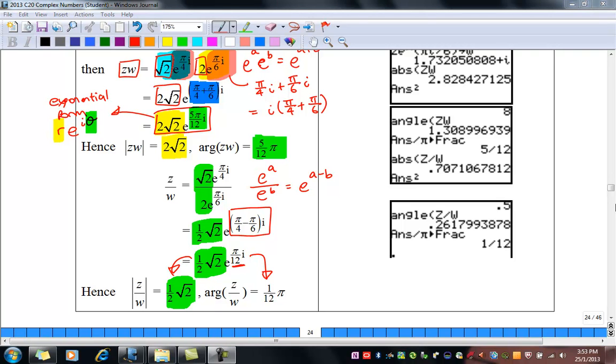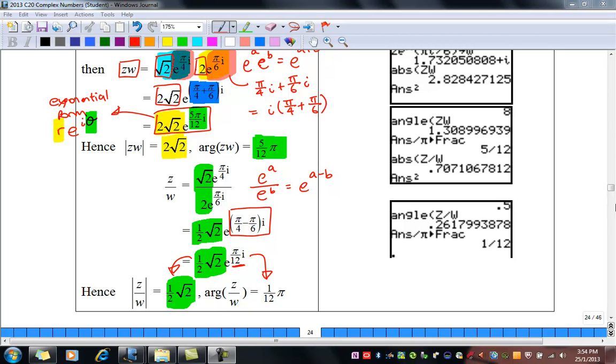As an exercise, I will leave it to you to work through the GC portion on the right hand side and to check that what we have obtained is indeed true, even if I were to use the GC to evaluate zw and z over w.